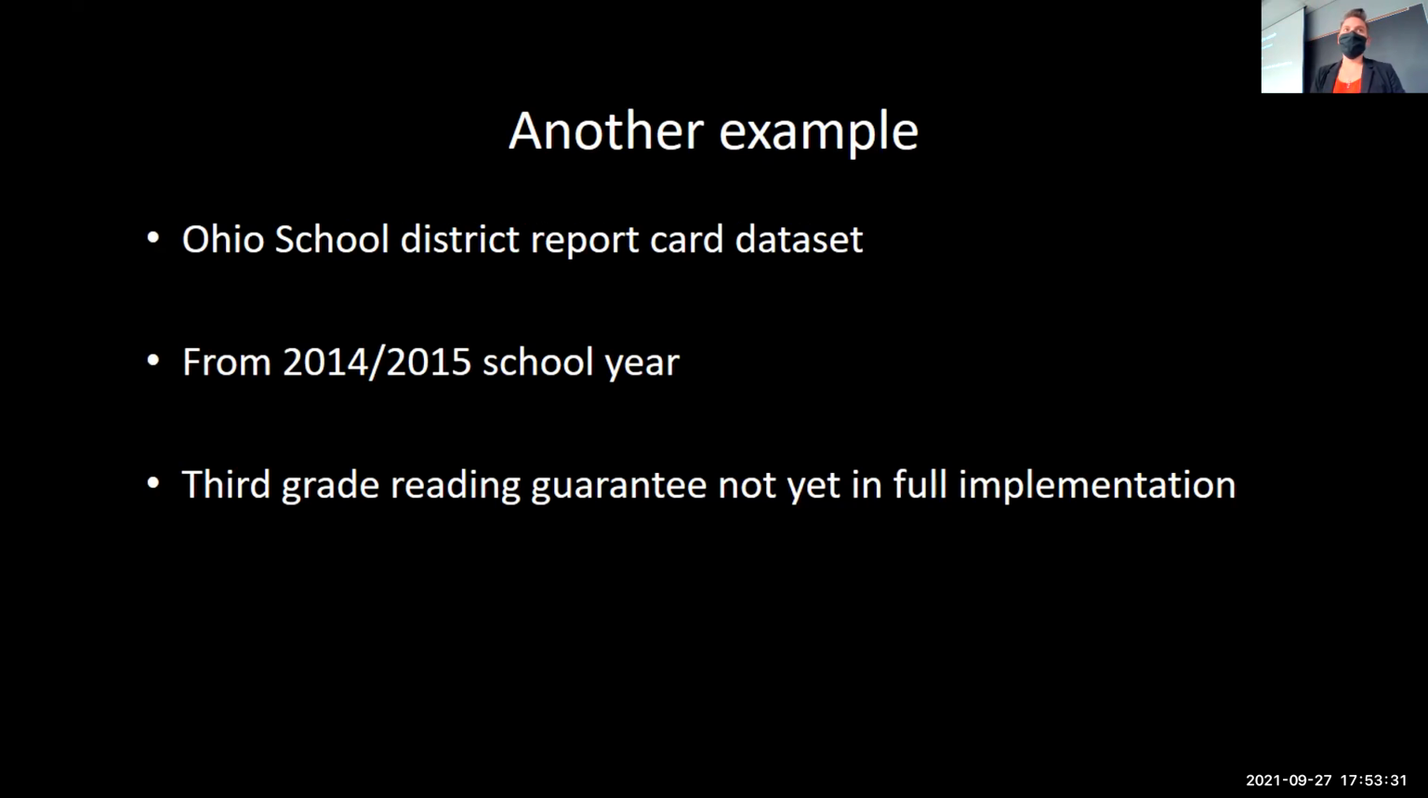So this is from the 2014-2015 school year. I'm looking at the third grade reading proficiency rate. And I like 2014-2015 because it's a couple of years before the third grade reading guarantee went into effect, which means that the third grade reading test, the proficiency level, was still pretty meaningful in terms of understanding kids' achievement in districts.